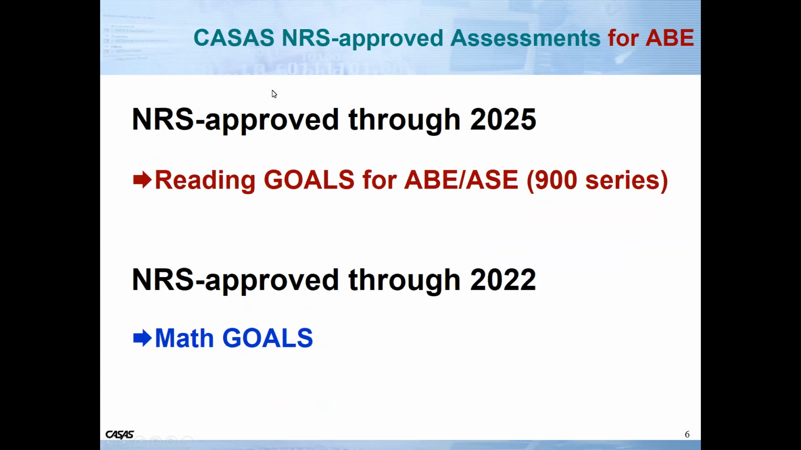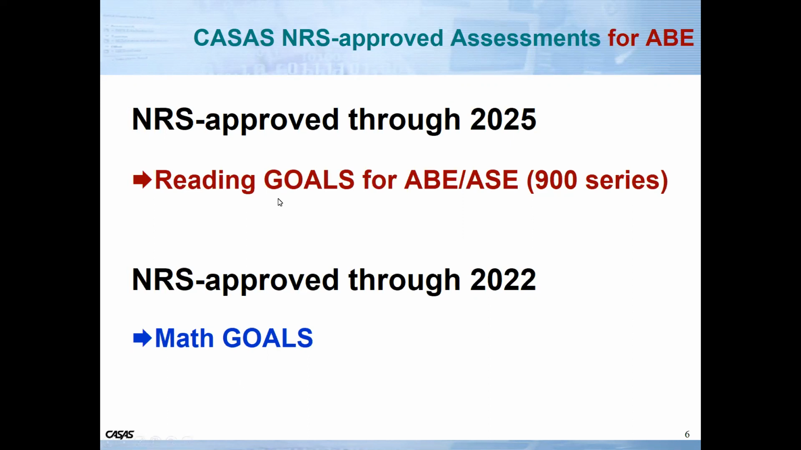Now, let's look at which of our tests are approved and for which programs. So this slide shows the ones that are approved for ABE and ASE. And now, starting in July, the two series that you'll be using are for reading, the Reading Goals series. It's 900 series, and that has a 7-year approval through 2025. And the newly approved Math Goals, which is for ABE and approved for 3 years through 2022. So for ABE programs, these are the two tests to be used starting in the new program year.